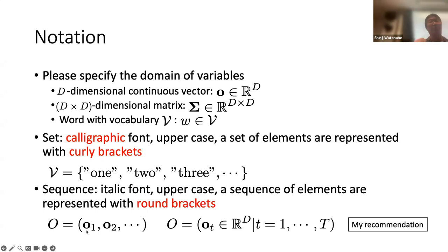Sometimes there might be some kind of inconsistency, but this is the rule that I am usually using. My suggestion for representing a sequence is like this. First, we can specify the element of the sequence with the domain, and then also specify the length, the region of the sequence. That is my recommendation. So the important part, again, is specifying the domain and specifying the length.